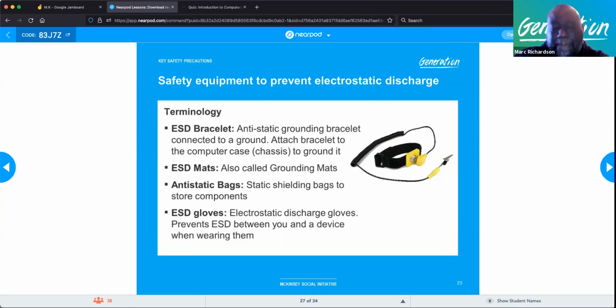Yep. So 4 methods of protecting against ESD. Good one to remember. High likelihood you'll see it again.